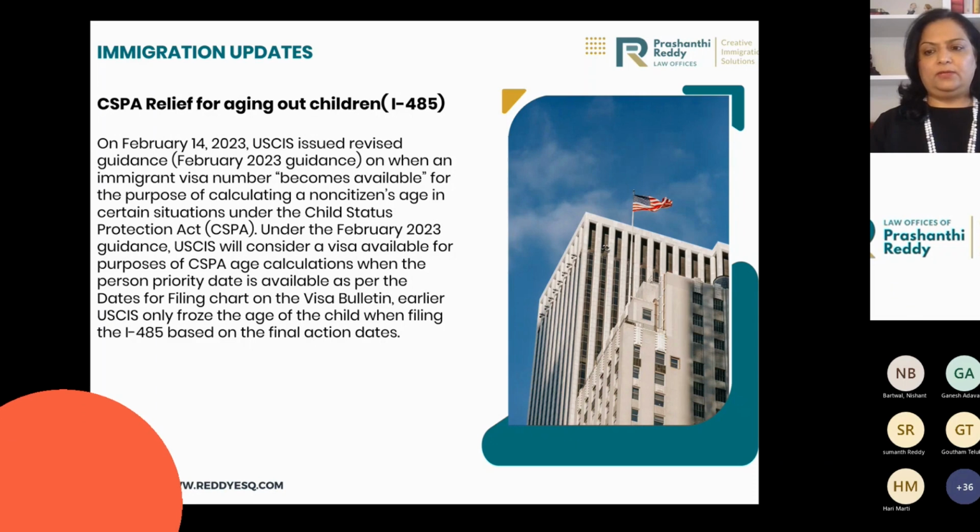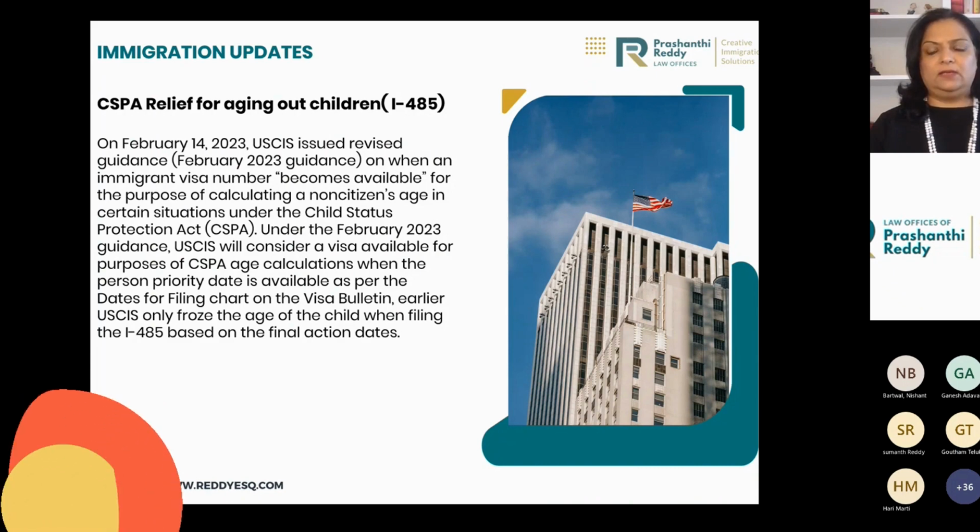This is extremely important for those people who have filed green cards and whose children are turning 21 very soon or have already turned 21. As of February of this year, USCIS has revised the guidance with reference to CSPA. This is Child Status Protection Act. Part of the Child Status Protection Act is that once a 485 is filed, the child's age automatically freezes.